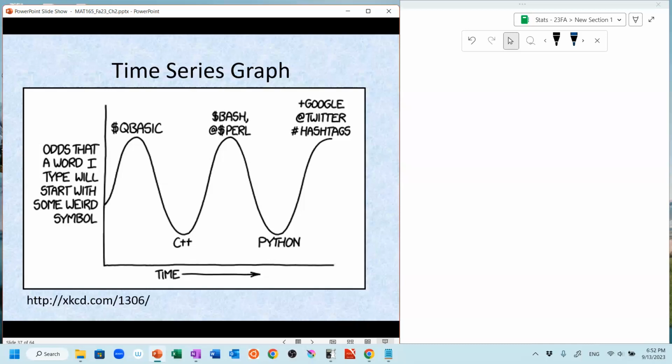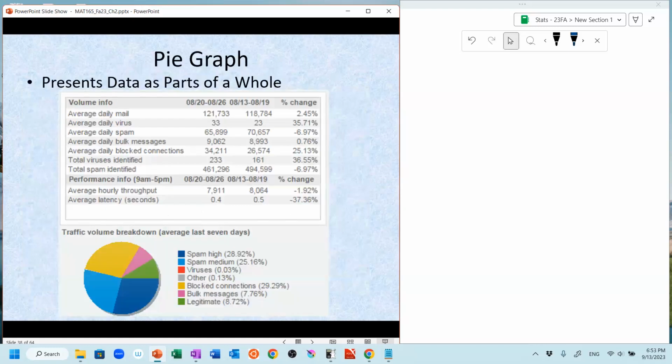So here's kind of a joke time series graph: the odds that a word I type will start with some weird symbol. If anybody's programmed in C++ or Python, they pretty much use normal characters. But these other programming languages use all kinds of crazy characters. And then of course, all of these, Twitter and tagging things and all of that, use crazy characters.